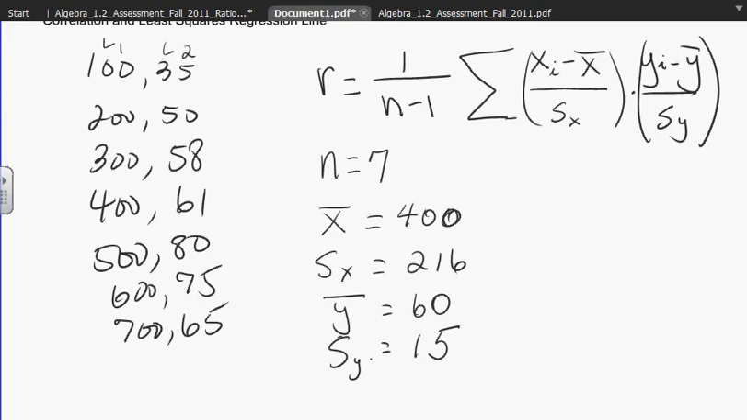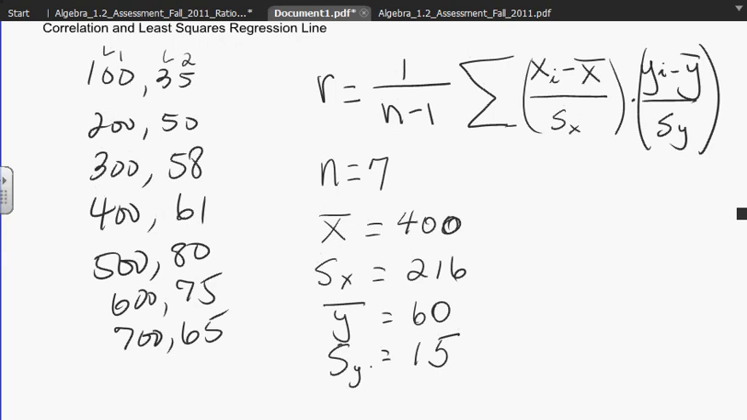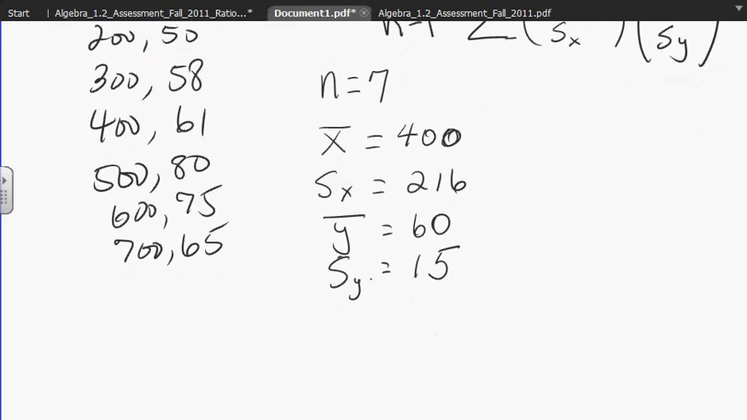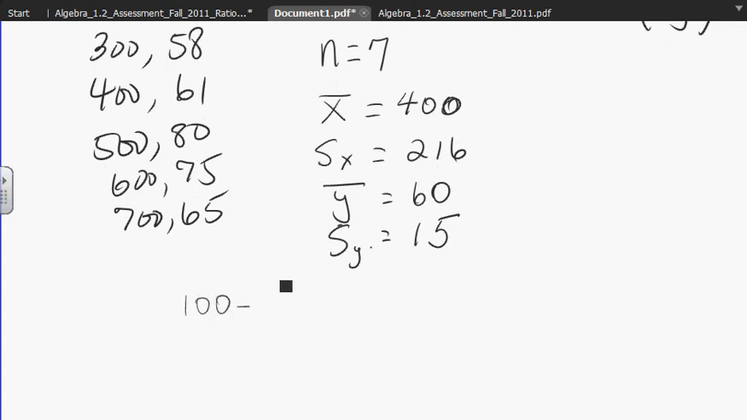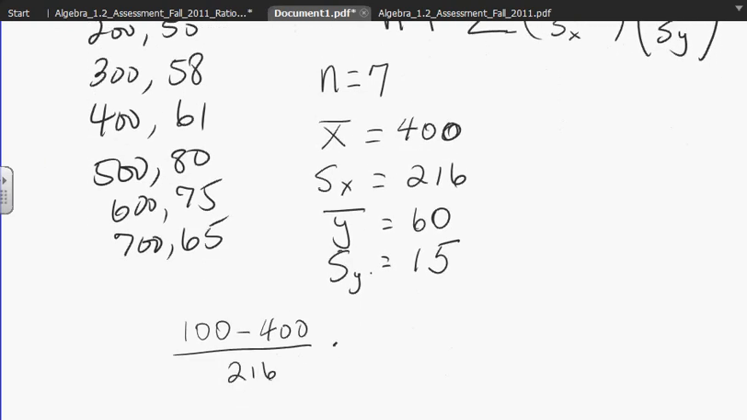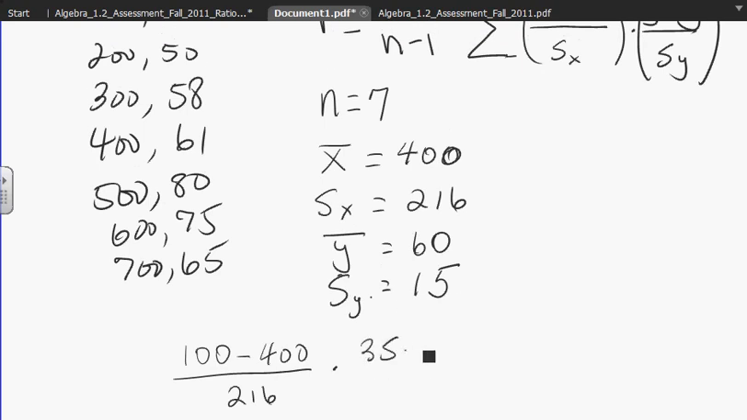Okay. Now we'll do our little calculation. You have to take each value, like 100 minus 400 divided by 216 times 35 minus 60 divided by 15. Let's get the first one first. 100 minus the mean of the x's, 400, divided by its standard deviation, 216. And then with the 100 was 35. 35 minus that mean, 60, divided by that standard deviation, 15. And see if we can get the right number here.